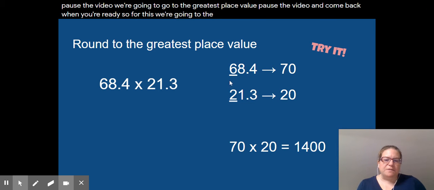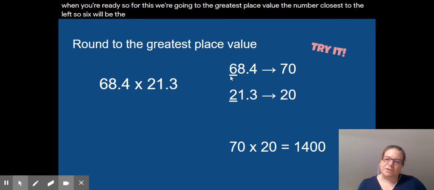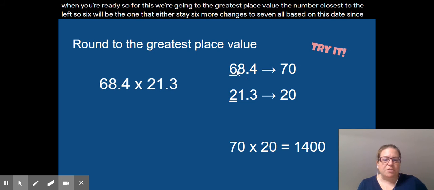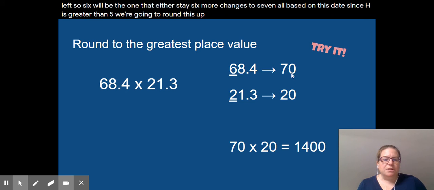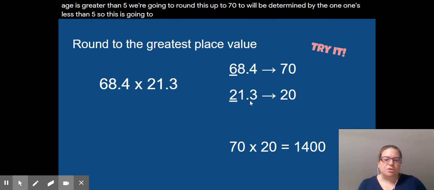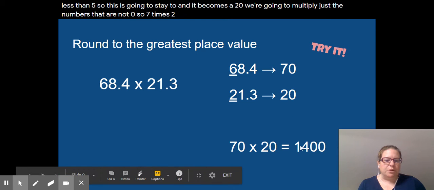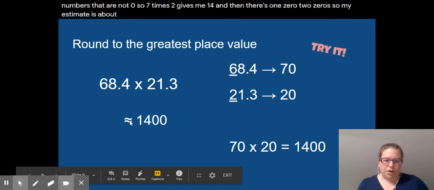So for this, we're going to the greatest place value, the number closest to the left. So 6 will be the one that either stays 6 or changes to 7, all based on this 8. Since 8 is greater than 5, we're going to round this up to 70. 2 will be determined by the 1. 1's less than 5, so this is going to stay at 2, and it becomes a 20. We're going to multiply just the numbers that are not zeros, so 7 times 2 gives me 14. And then there's 1 0, 2 zeros, so my estimate is about 1,400.